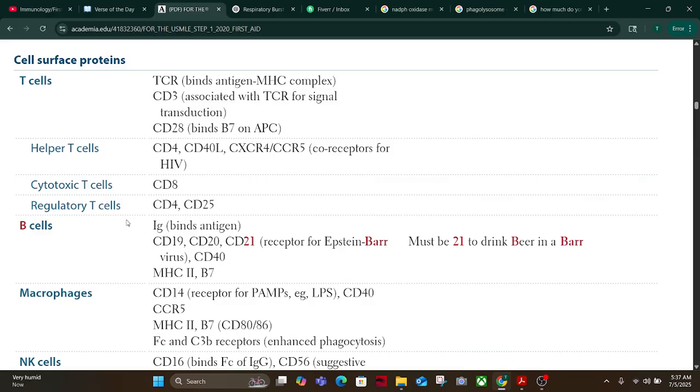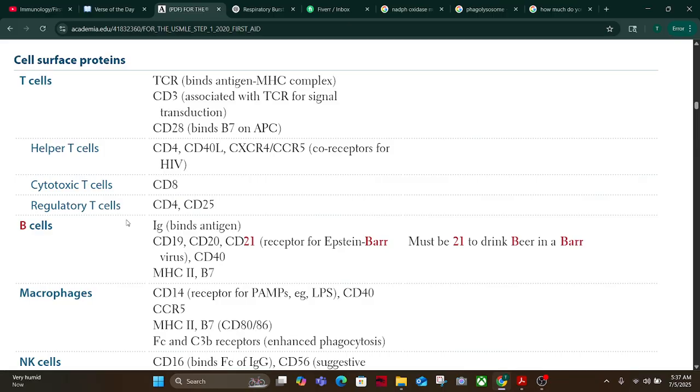B cells. B cells have immunoglobulin on top of it. B cells also have CD19 and CD20 and CD21 and CD40. And B cells also have MHC class 2 and B7 on top of it. So immunoglobulin exists by itself on the B cell surface and eventually binds antigen.